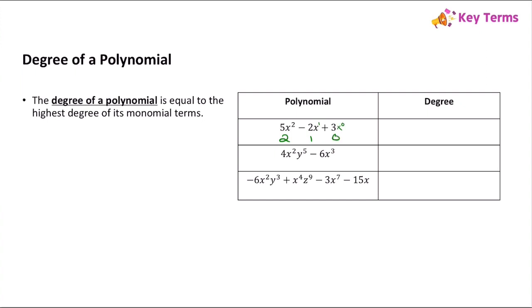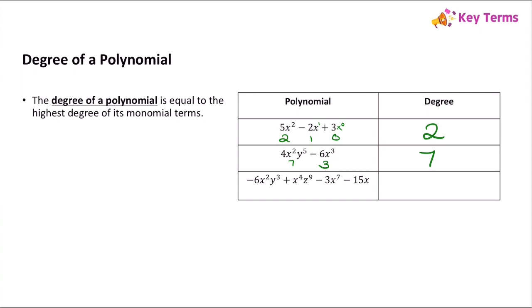Okay, so the overall degree of the polynomial is going to be 2 because that's the highest degree. The second polynomial, 4x squared y to the fifth minus 6x cubed, well, this first monomial is going to have a degree of 2 plus 5, which is 7. And the second term has a degree 3, so the overall degree is going to be 7. Okay, so you just pick the highest one.